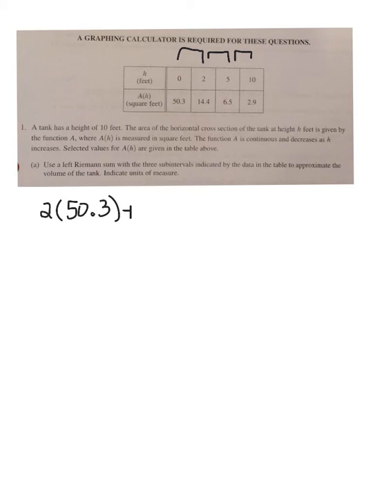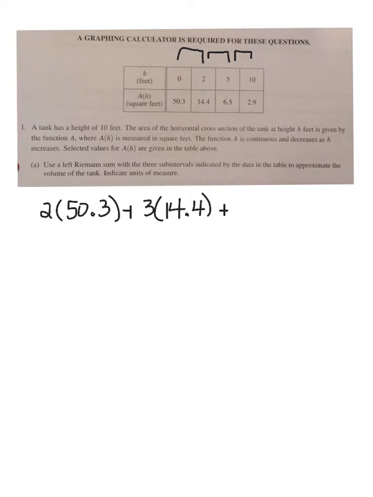Okay, plus, then we're going to go to the next interval. So we're looking at between 2 and 5. So that's a distance of 3. And then the left side is the 2. So we'll use 14.4 for the height. So that's going to be 3 times 14.4.